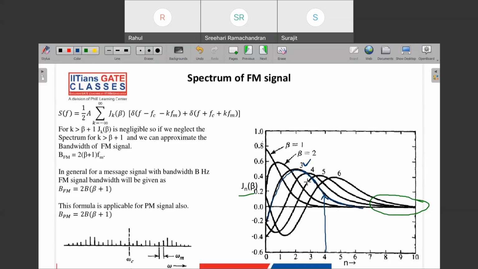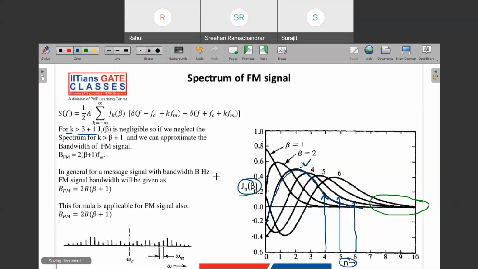Similarly, for beta equal to 4, after n equal to 5, it is kind of negligible. And for beta equal to 5, after n equal to 6, it is negligible, and so on. So for a particular value of beta, only a certain range of n will have a significant value in Jn(beta). And we can say that for k greater than beta plus 1, or n greater than beta plus 1, Jk(beta) or Jn(beta) is negligible. Because of that, we will not care about those terms.